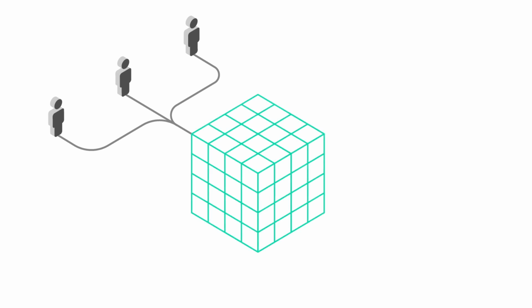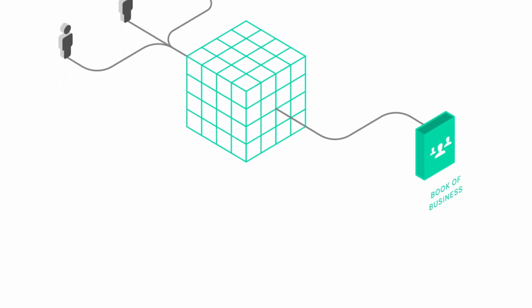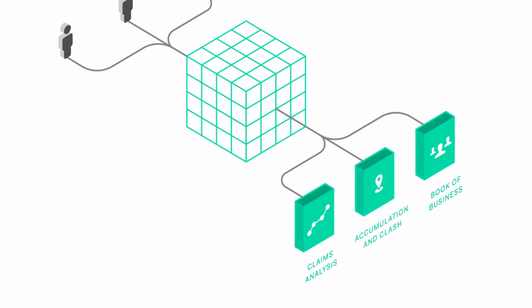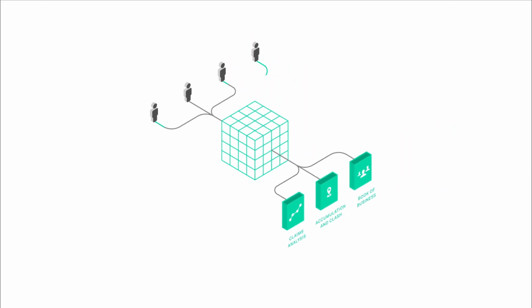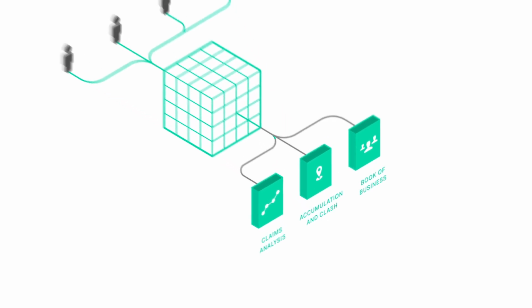In this demo, we're going to take the harmonized dataset we made earlier and create 3 reports: performance on the book of business, claims analysis, and a geographic breakdown of accumulation and clash. Finally, we'll see how easy it is to update your reports when new data comes in.